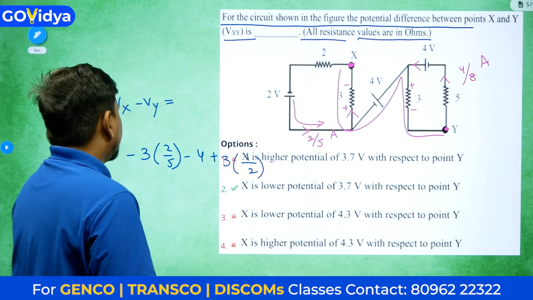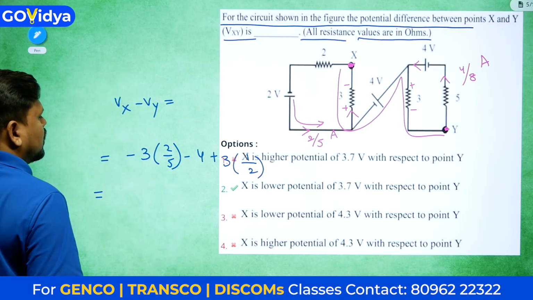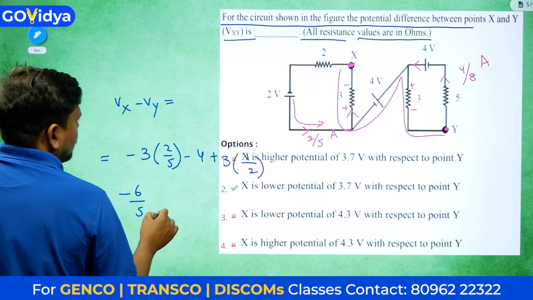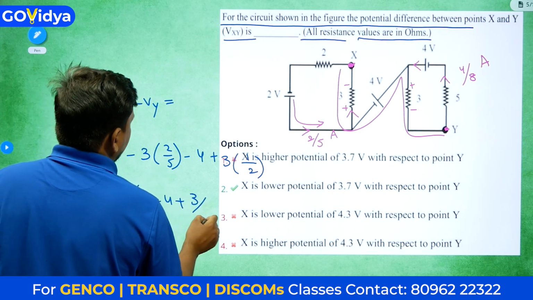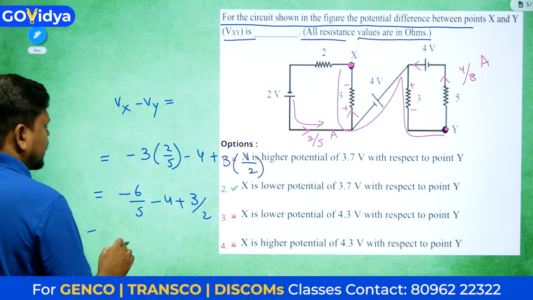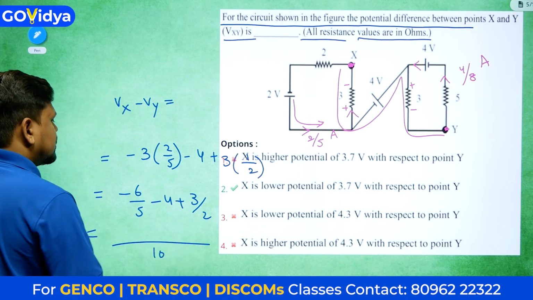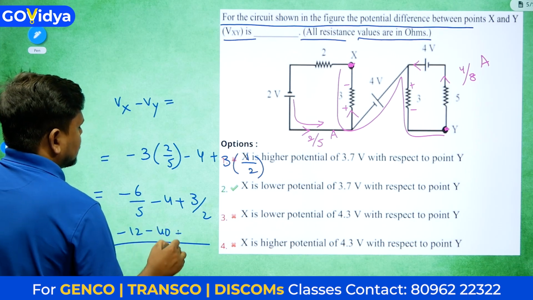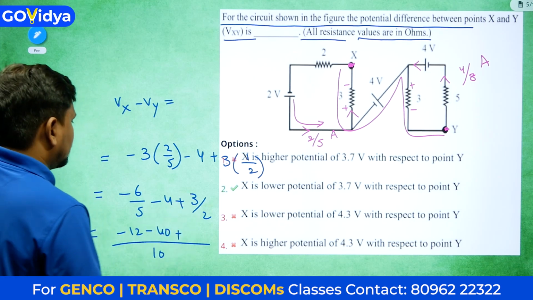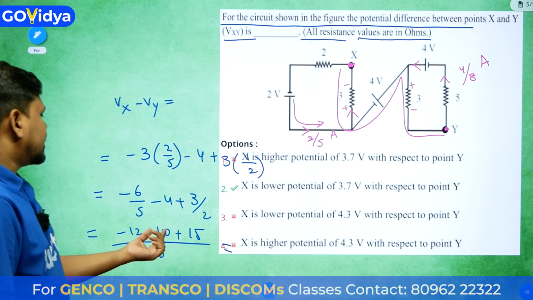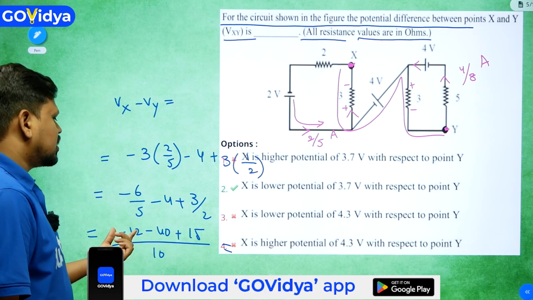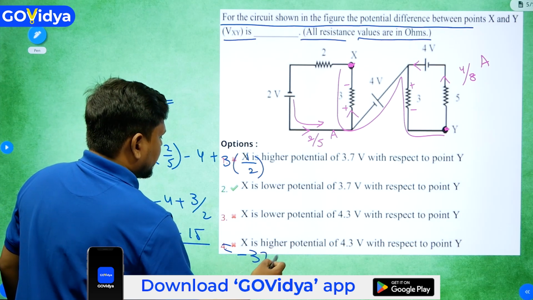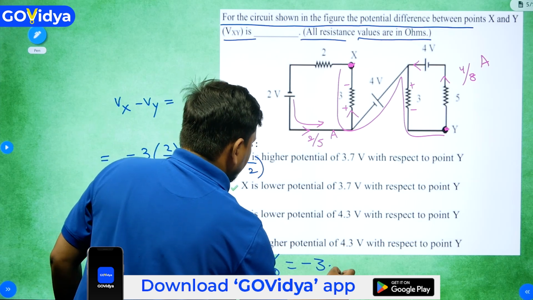So this is the total voltage. Now we can give it as minus 6 by 5, minus 4, plus 3 by 2. We can take the common, 10 is the LCM. So minus 6 into 2 is minus 12, so minus 40, plus 5 3s is 15. Then minus 40 plus 15 minus 12 is nothing but plus 3, so plus 3 minus 40 is 37, so minus 37 divided by 10 is nothing but minus 3.7.